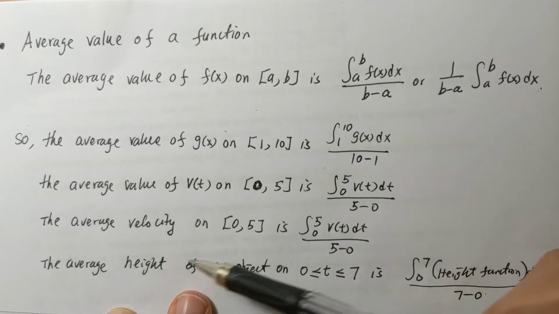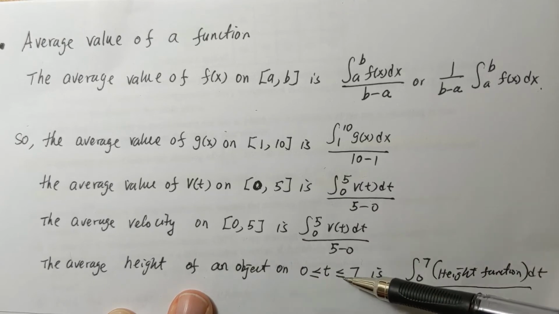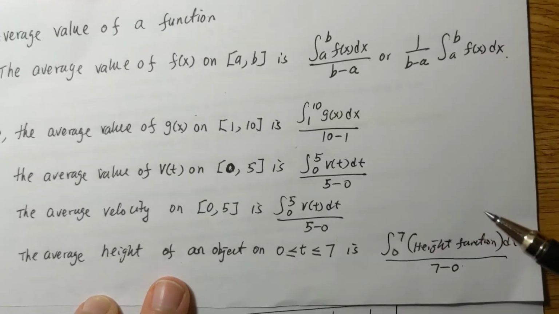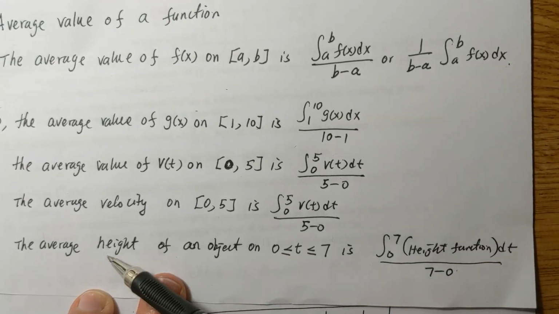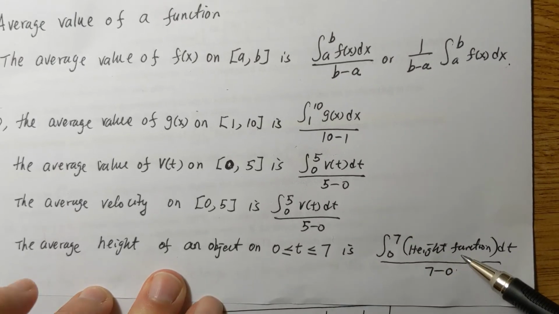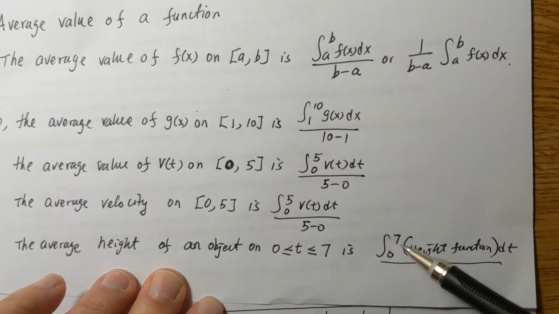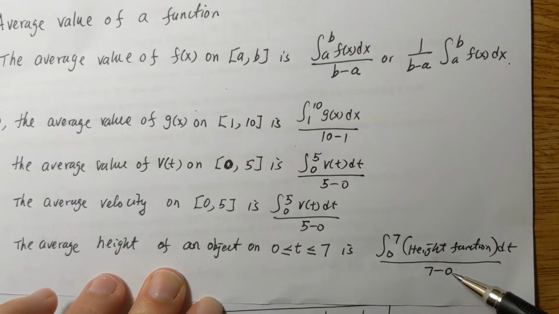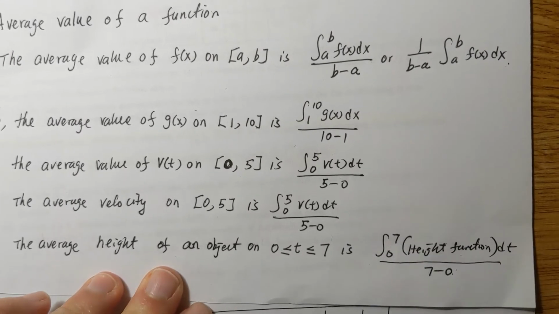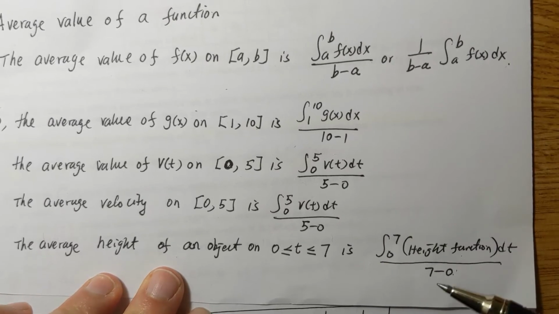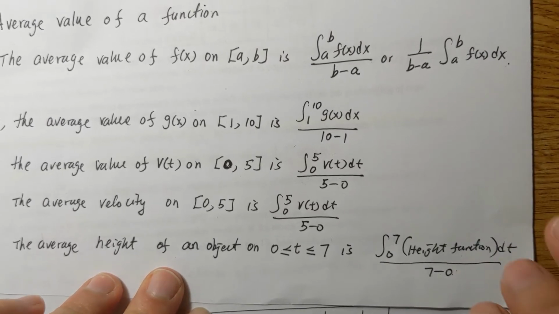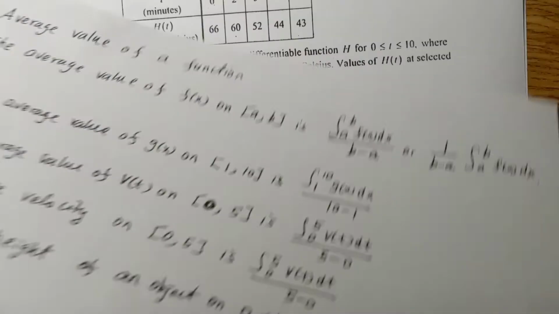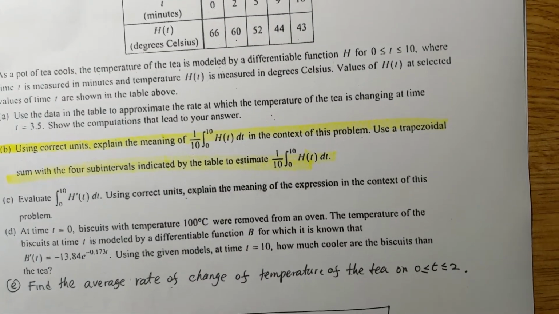Find the average height of an object on the interval 0 to 7. So you put the height function as the integrand, because you have to find the height, and then you do 0 to 7 of the height function dt divided by 7 minus 0. Okay, so that is the concept of the average value of a function. So now let's take a look at question number 1.